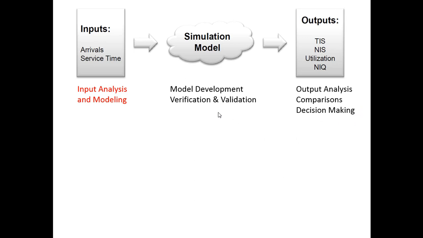Note that there are feedback loops between these different steps. So for instance, after you run some initial experiments, you may identify some problems in your model, so you may want to go back, change your model, and perform verification and validation analysis. Also, based on the results of your verification and validation analysis, you may decide to update some of your input models. Now, this video pertains to the input analysis and modeling step.